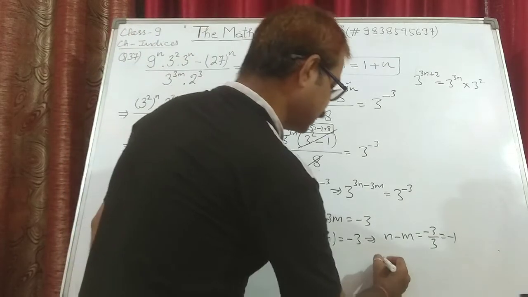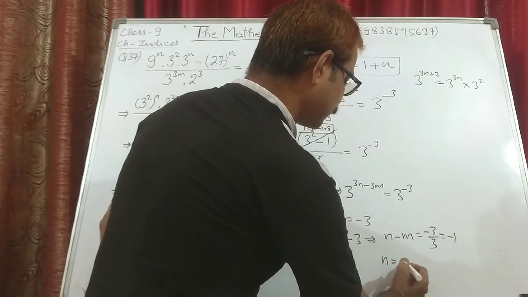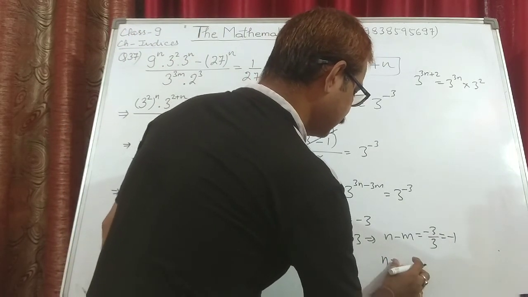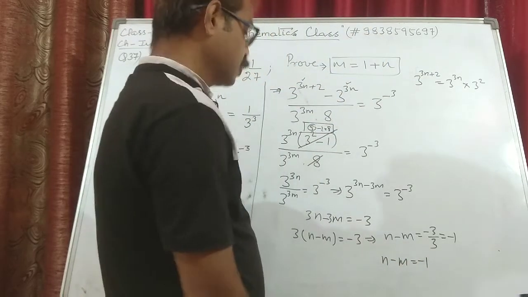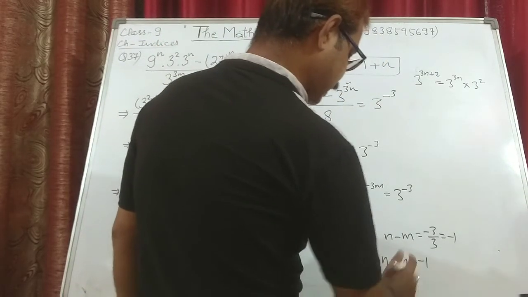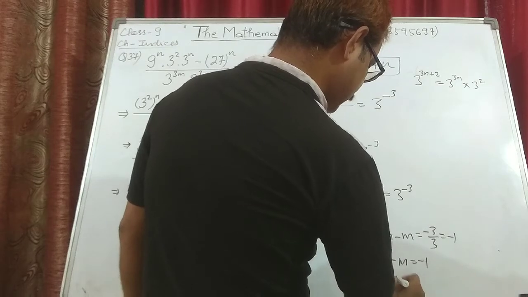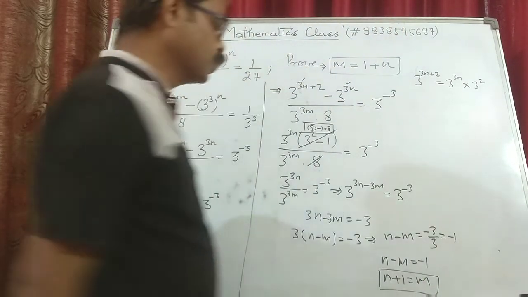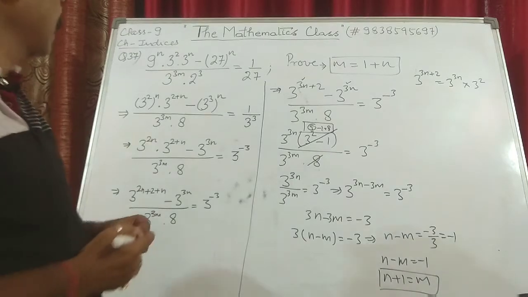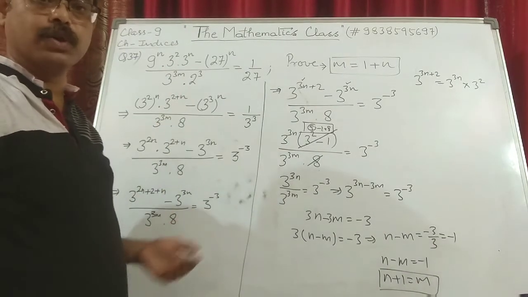So it means n minus m is equal to minus 1. So we can say m goes to that side, 1 comes to this side. So n plus 1 is equal to m. That is the proof of the question. I hope this is understood. Now we move on to the next question.